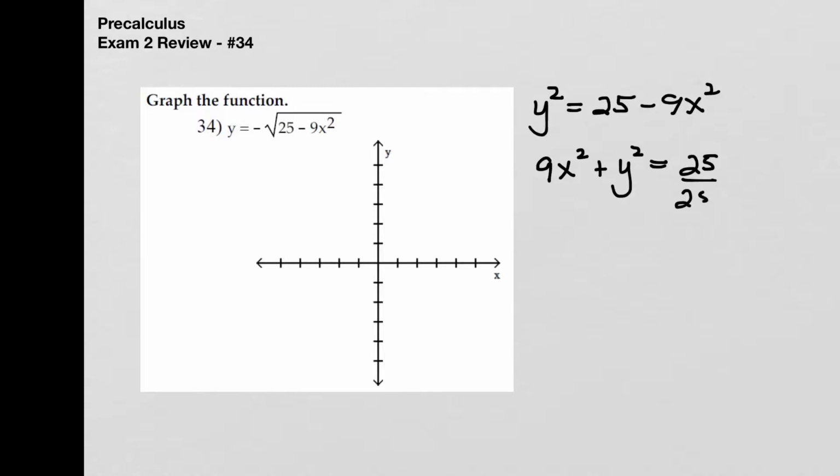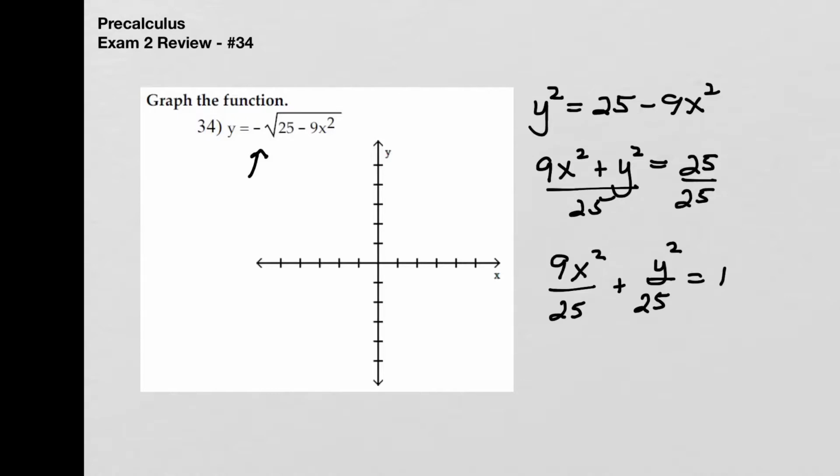And I can divide both sides by 25. And I have 9x squared over 25 plus y squared over 25 equals 1. So I can see that this is an ellipse. Because we started in this format with y equals the negative square root of 25 minus 9x squared, that tells me that it's going to be either the bottom half of an ellipse or the left-hand side of an ellipse.